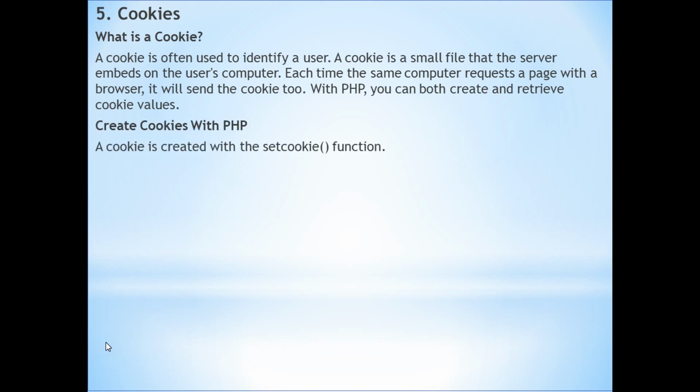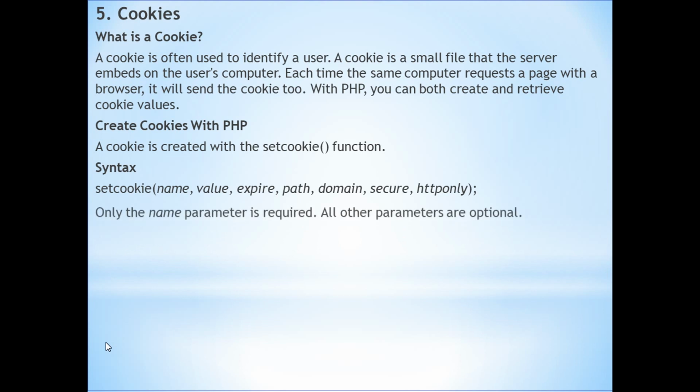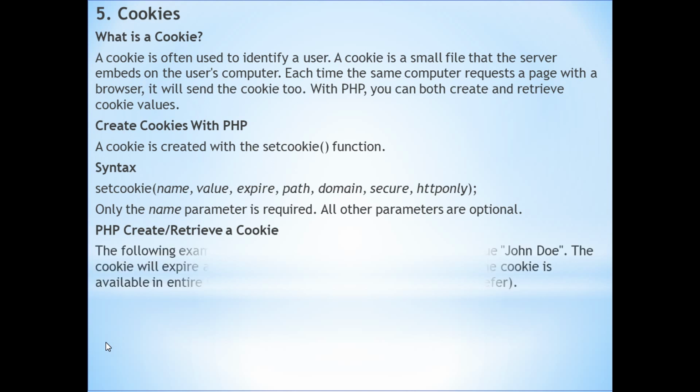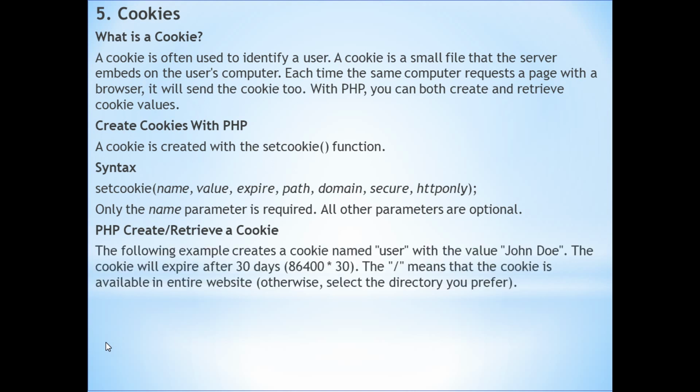So let's see how to create cookies with PHP. A cookie is created with the setcookie function. The syntax is setcookie(name, value, expire). There are many parameters, but not all are required. Only the name parameter is required; all other parameters are optional. PHP create or retrieve a cookie: the following example creates a cookie named user with the value John Doe.